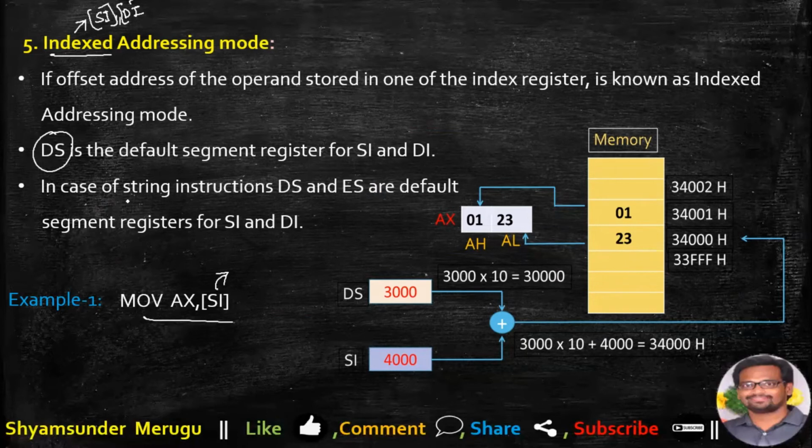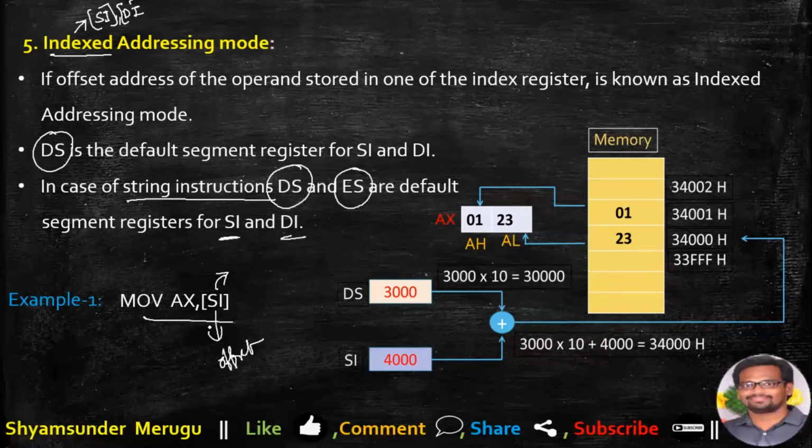And if you are dealing with the string instructions, we may use the data segment and extra segment as default segment registers for SI and DI respectively, right? Now, here SI gives us the offset address, and by looking at this particular instruction, the segment register that we can use is DS. So DS will provide us the base address.